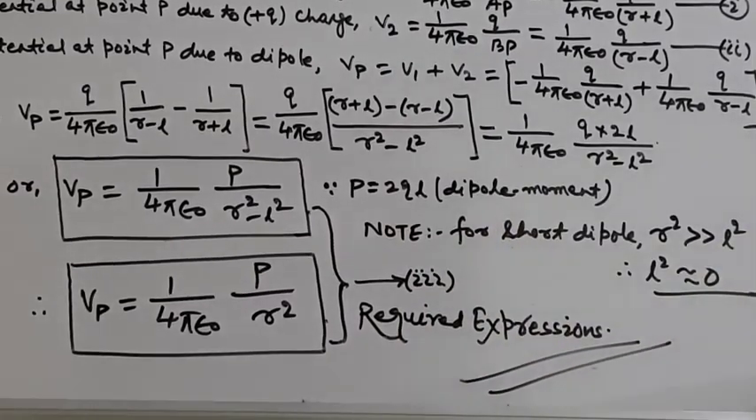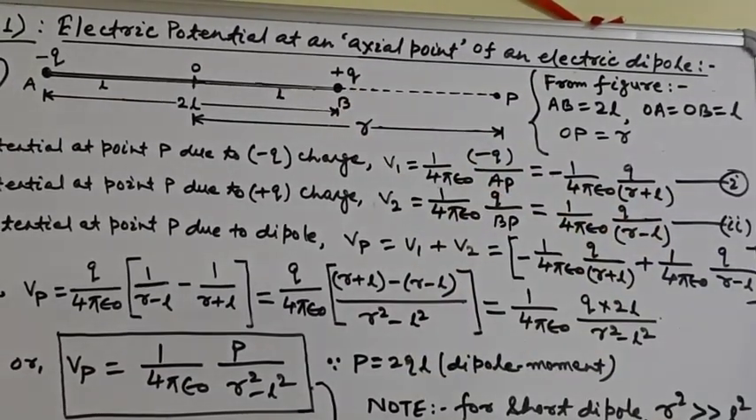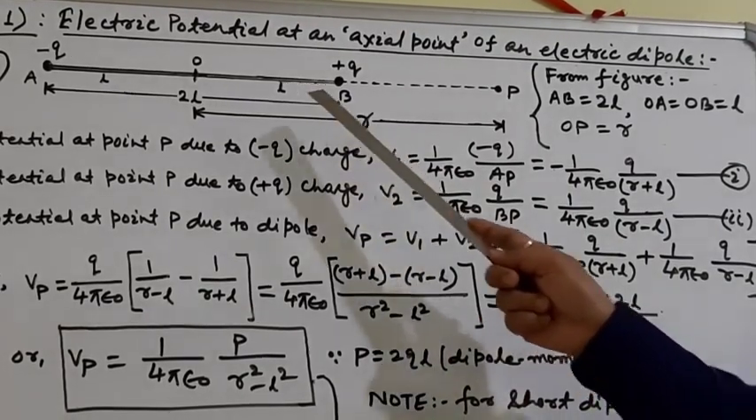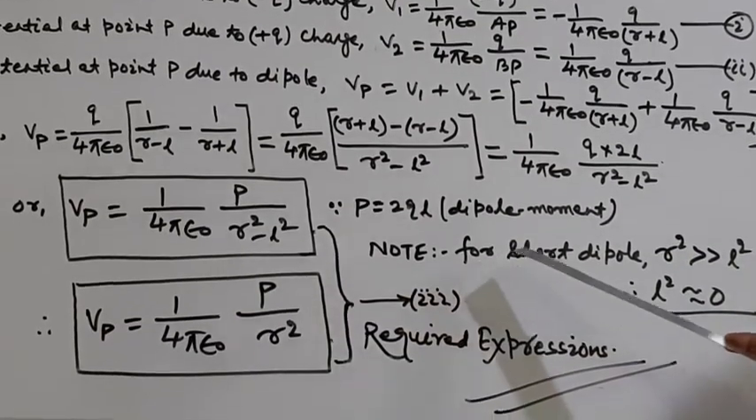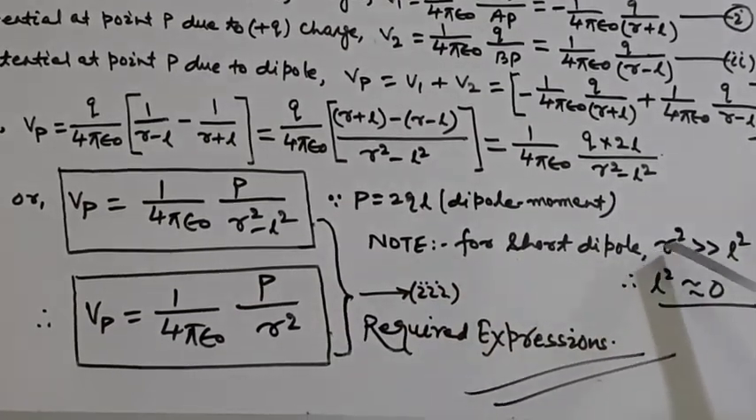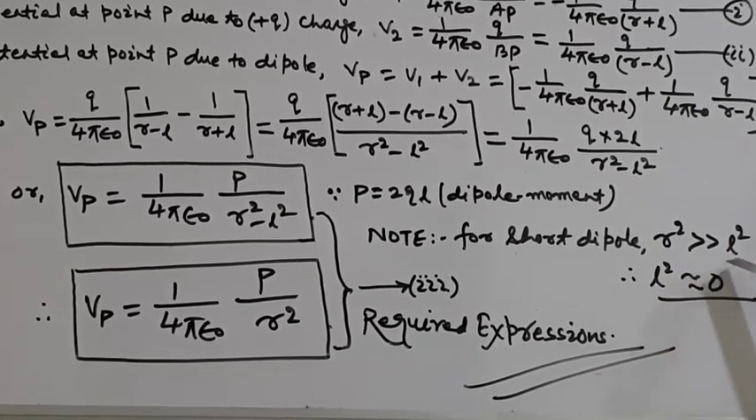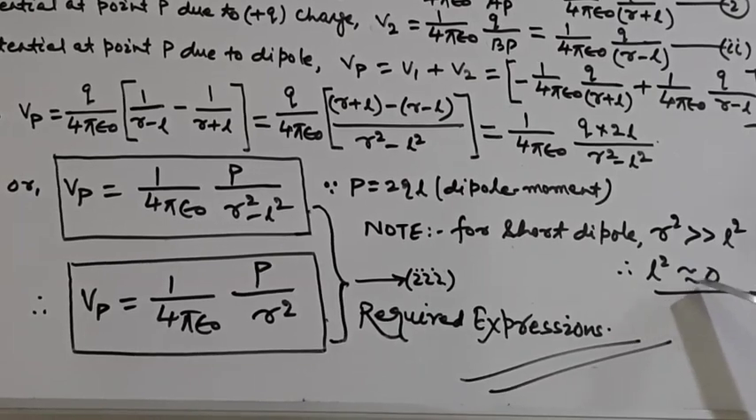Now one case also we can take. Suppose this dipole is very short. Very short means this distance R is much greater than this L. So what will happen? Here I have written that. Note, for the short dipole, R square is much greater than L square, and in this situation this L will be negligible, it can be neglected. So L square you can take tends to 0.